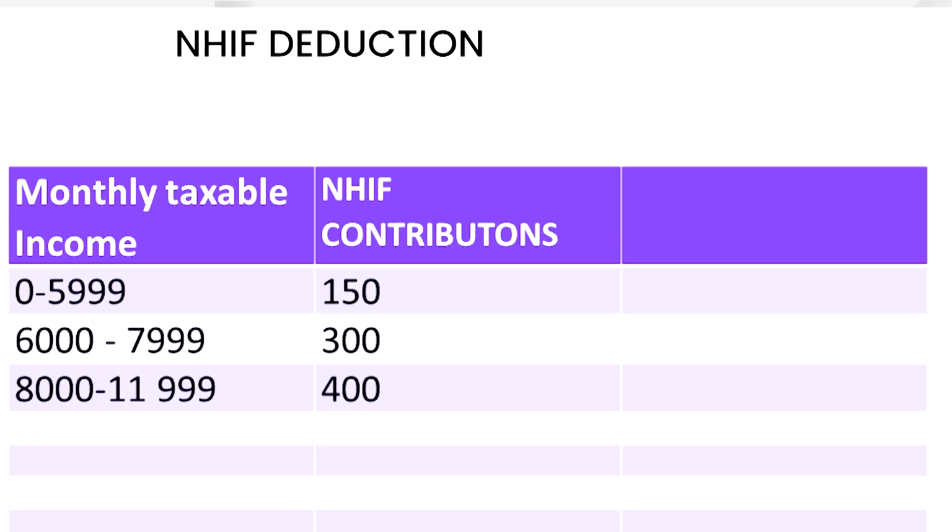For NHIF, there is a schedule that shows how each category of employment, ranging from those earning from 1 shilling to below 6,000, pay 150. Those earning from 6,000 to 7,900, pay 300. Those earning 8,000 to 11,900, pay 400. The table continues. If you visit the NHIF website, you will see each and every category enumerated, where if you pay employees this amount, this is what you are supposed to pay as an employer.